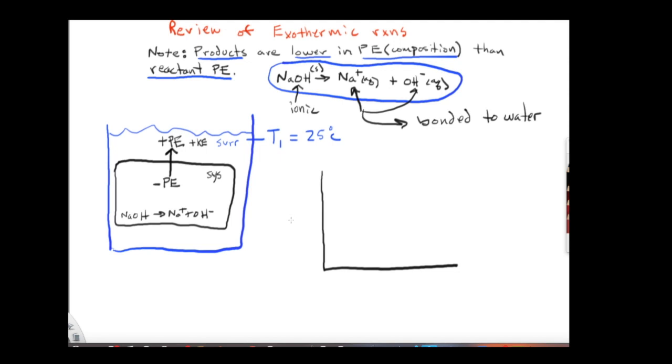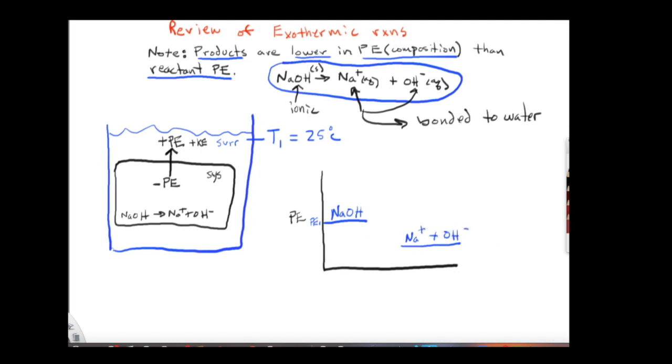So if we graph this and put potential energy on the vertical axis, the reactants are going to start in a certain location. I'll just arbitrarily pick this point right here, and we'll write NaOH. We'll call this, if you want, PE1. Then where this finishes, the products are going to be on a line which is lower because they're lower in potential energy when this is done. So we're going to have Na plus OH minus here.